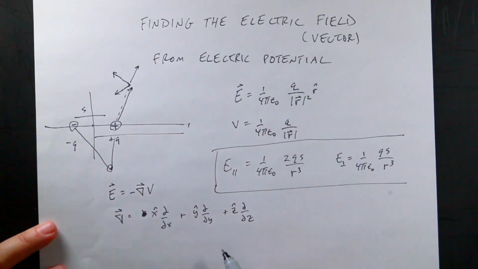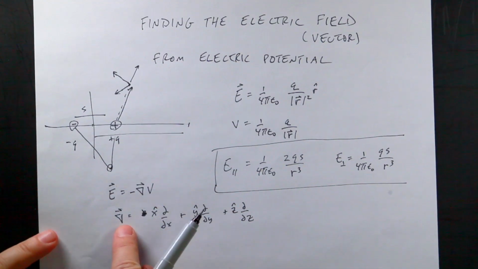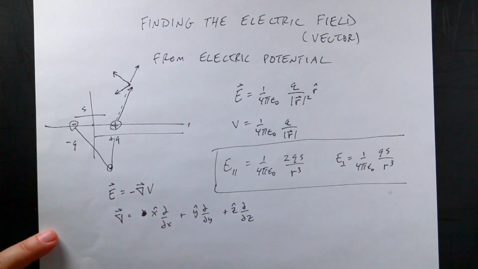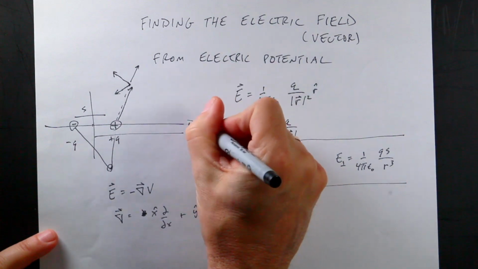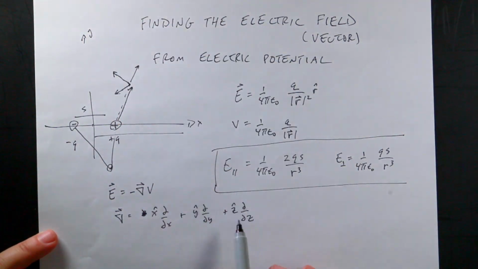I can find the electric potential anywhere. But here's what I want to do. I want to do this numerically. So if this is in just the xy direction, then there's no change in z, so I don't have to worry about that.